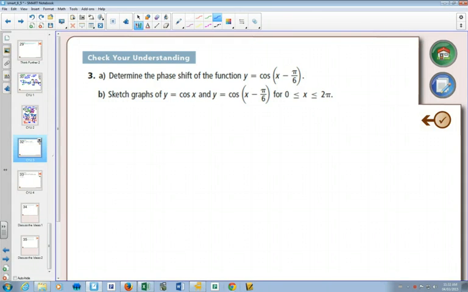For the last one was 3C and D. And then after this one, we're going to get 3E and F.